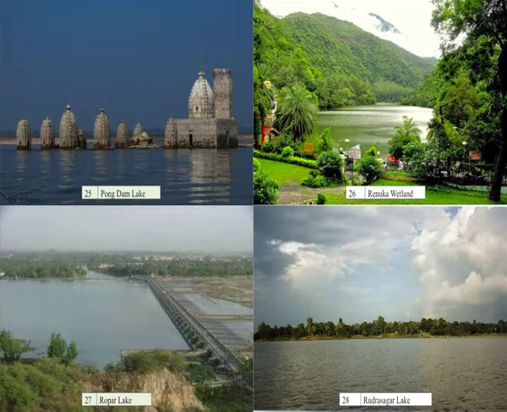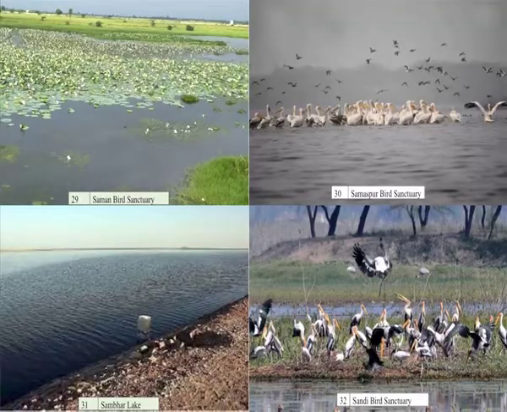Then again coming back to Punjab, we have the Ropar Lake, which is human-made and formed by the construction of a barrage for diversion of the river Satluj. Then we have Rudrasagar Lake in Tripura, which is a reservoir fed by 3 perennial streams. We have Saman Bird Sanctuary and Samaspur Bird Sanctuary in Uttar Pradesh. We have Sambhar Lake, which is in Rajasthan.